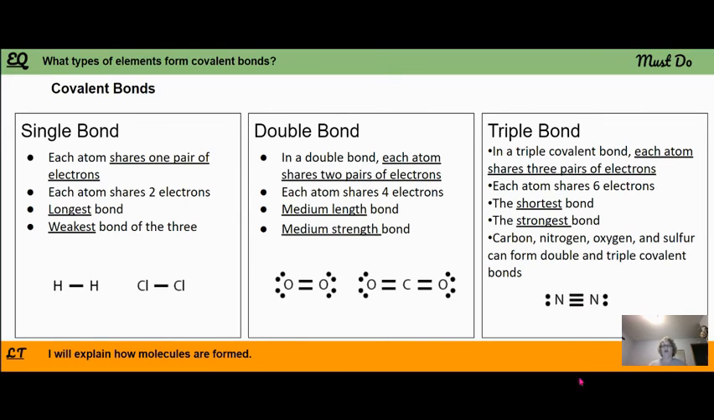Okay. All right. So we know that we have covalent bonds, and we know that covalent bonds share electrons. Okay. We know that single bonds share one pair of electrons. Double bonds share two pairs of electrons, and triple bonds share three pairs of electrons. So now you should be able to explain how molecules are formed with single, double, or triple bonds.